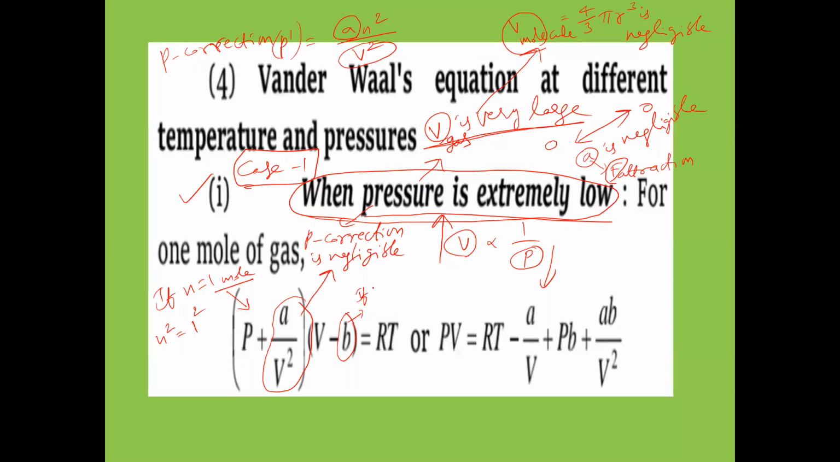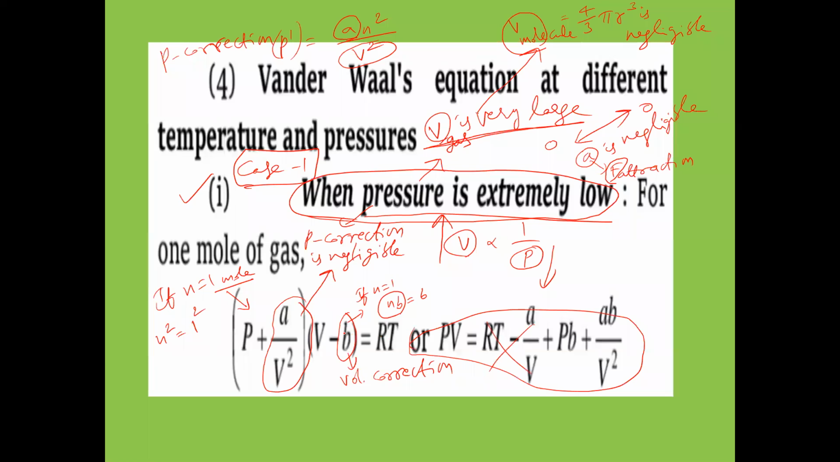If n is equal to 1, what does the volume correction nb become? It becomes b. So here, what about b? The volume correction b can be neglected, and the pressure correction can be neglected too. So you need not take these into account here; directly take the simple equation.